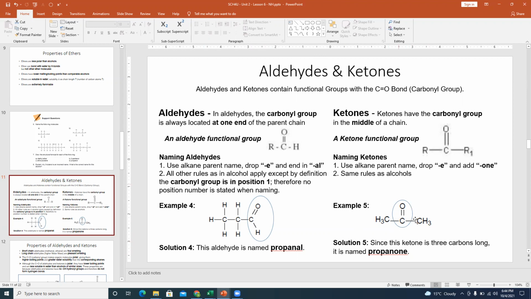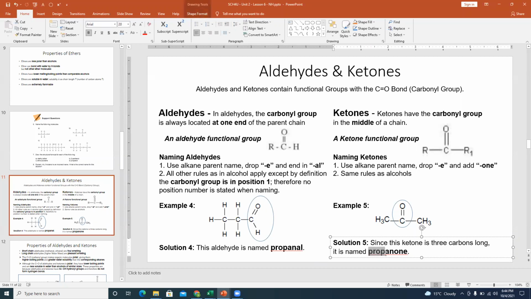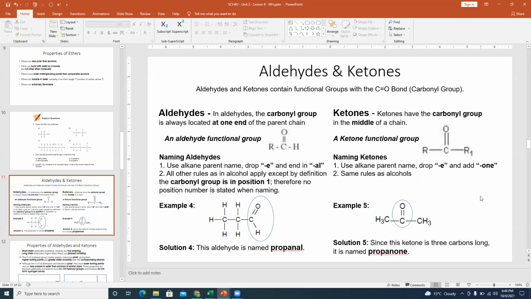Now, for naming ketones, you drop the E and you add -one, and you apply the same rules as we discussed for naming alcohols. Over here, we have 1, 2, 3. Again, we use prop, like we would for propane, except we drop the E and we add -one. So propanone, okay? Instead of propane, it's propanone, because the carbonyl group is in the middle as opposed to at one end.